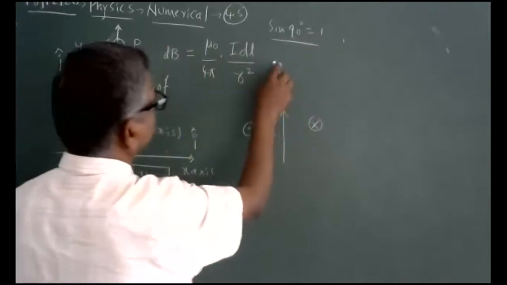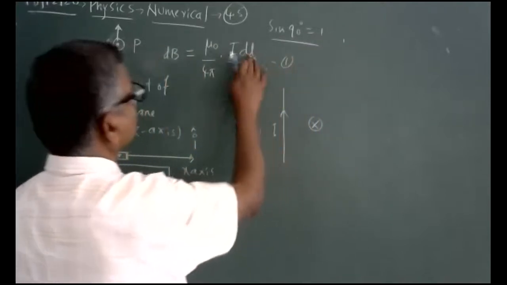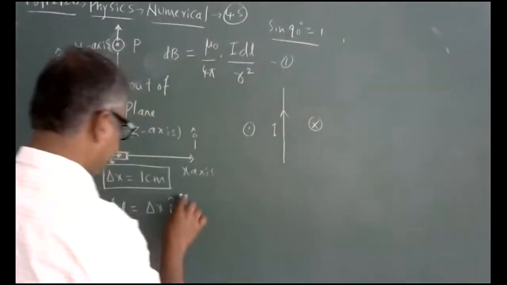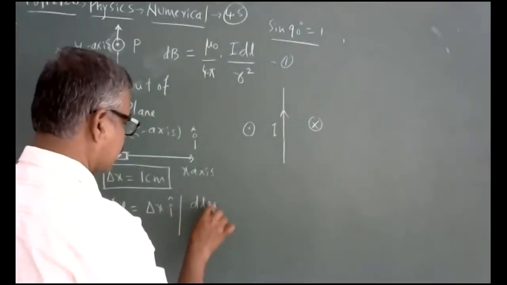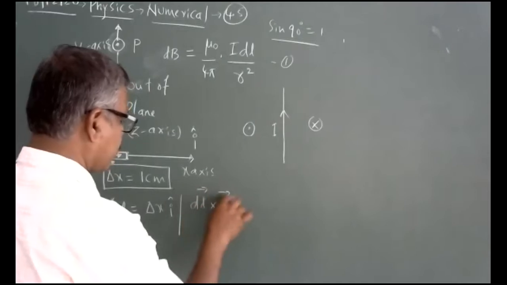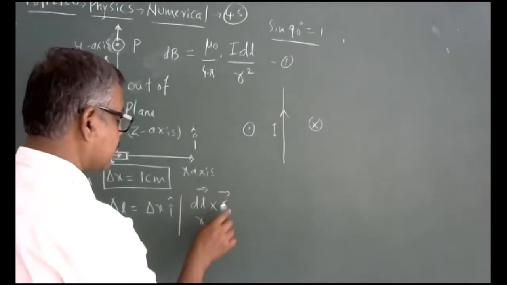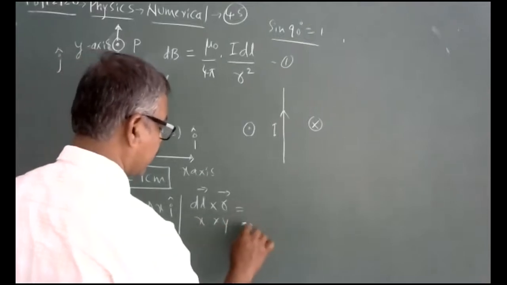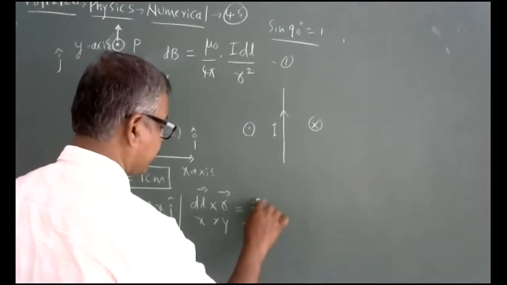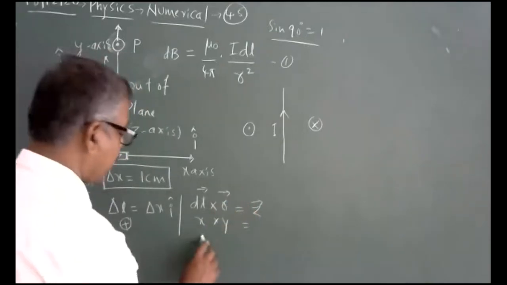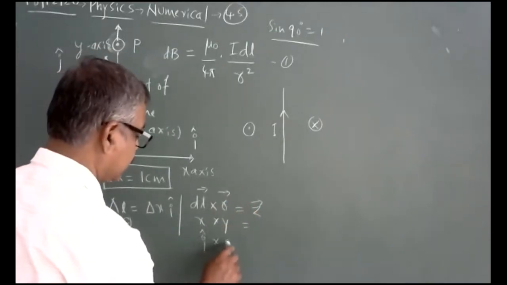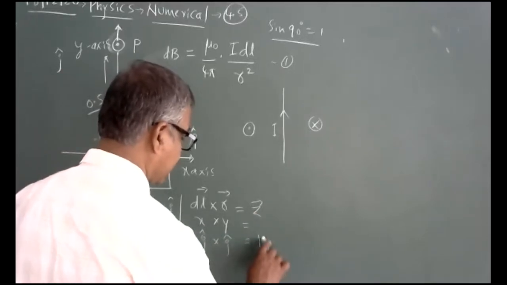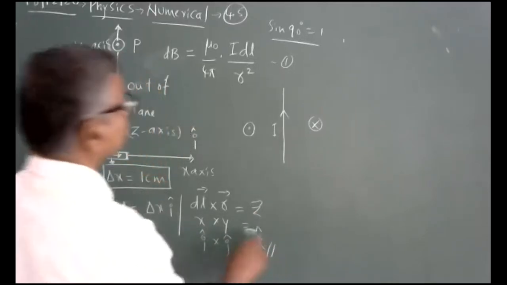Now this vector, dl cross r: dl is along the x-axis and r is along the y-axis. It gives you a magnetic field along the z-axis. So it is going to be i vector cross j vector, which finally is a k vector, the magnetic field along the k vector.